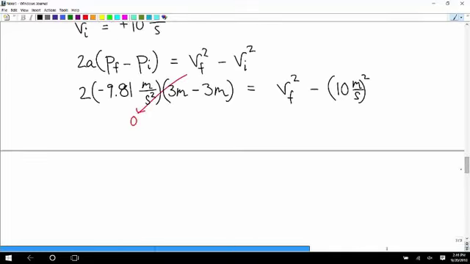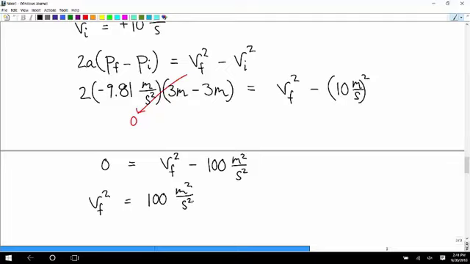And so what we get is 0 is equal to VF squared minus 100 meters squared per second squared. And you can rearrange that to say VF squared is equal to 100 meters squared per second squared. That's 10 meters per second, squared, the initial velocity squared. There are like 2 steps in there.